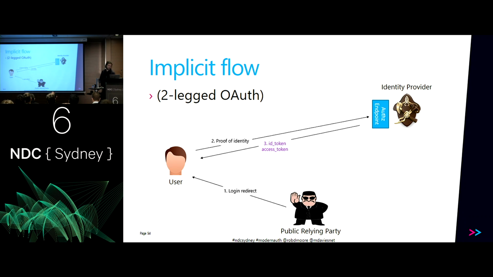So you can see here that the user still provides proof of identity. They get back the access and the ID tokens directly, and then they just provide that straight to the relying party. In this case, everyone knows about the tokens. There are cases where you might not have a choice. You actually might need to use this flow. For example, in JavaScript applications, it's really common.